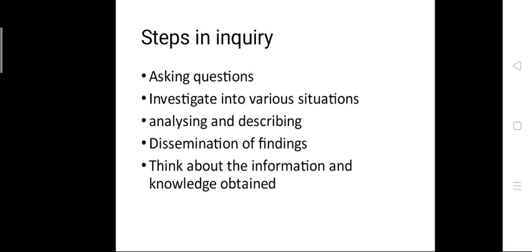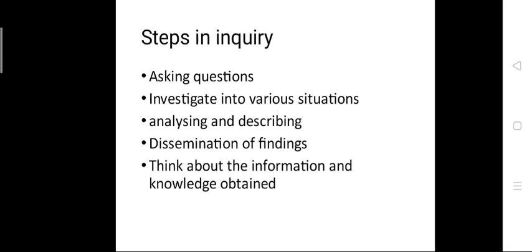So now let us see what are the steps in inquiry. There are five major steps. The first one is asking questions. We have to begin inquiry, which means some question will arise in us. So, asking questions.